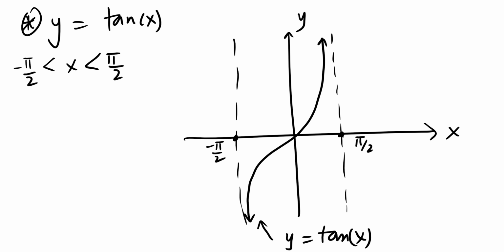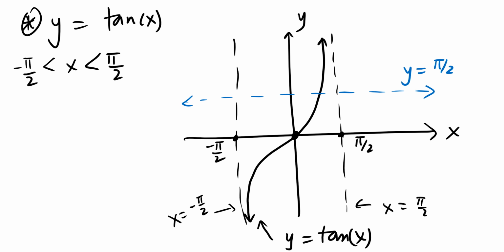Now how do I graph the inverse? This was x equals pi/2, this was x equals -pi/2, and it went through 0, 0. Remember, to get the inverse, we switch x and y. So instead of x equals pi/2, it's going to become y equals pi/2. And for -pi/2, y equals -pi/2 for the inverse. It went through 0, 0, so it's also going to go through 0, 0. So it's going to go like this and up.